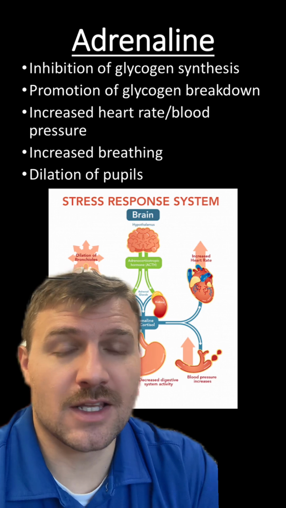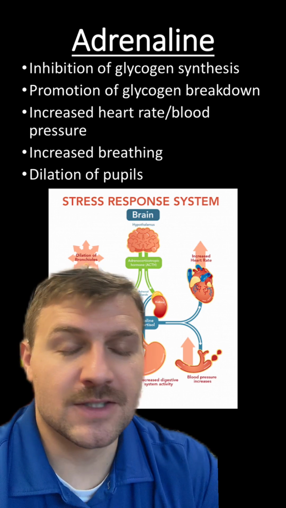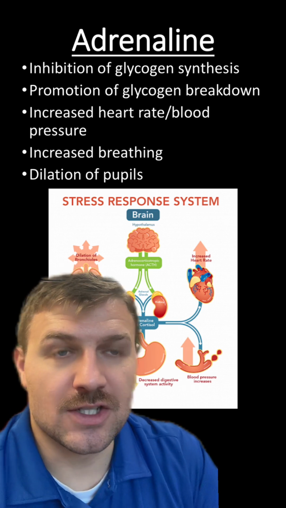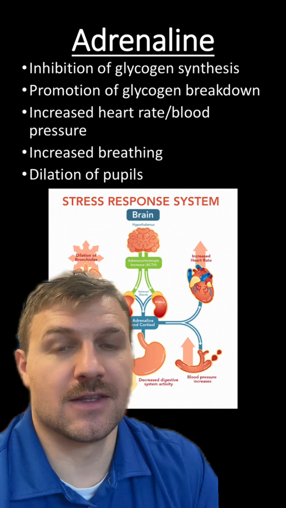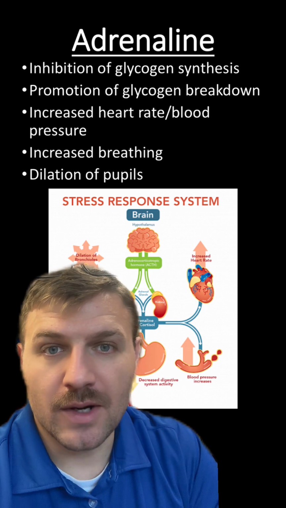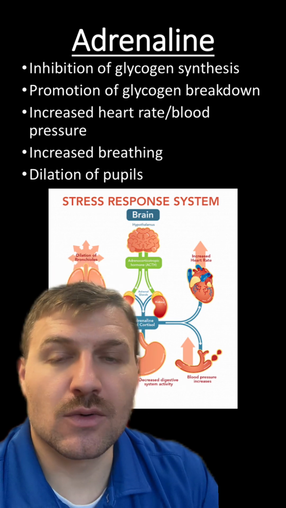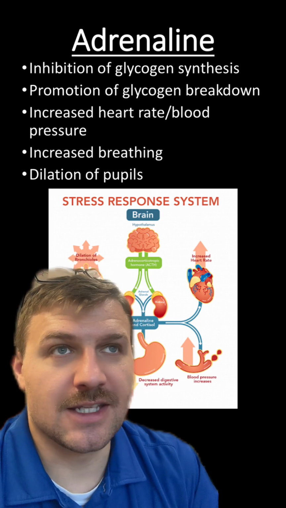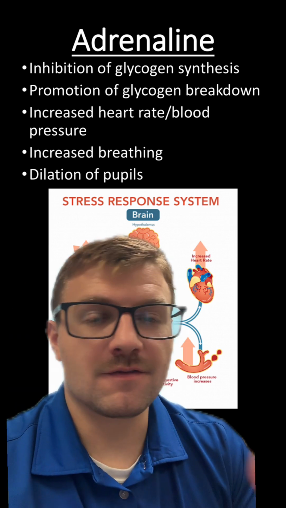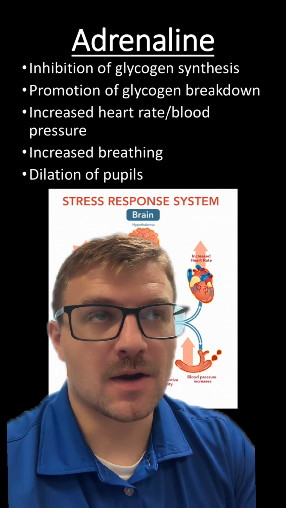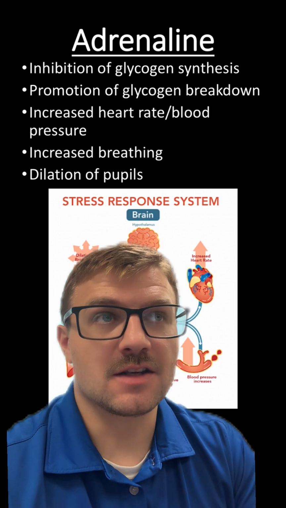For instance, adrenaline has a host of different responses based on the type of cell that is receiving that signaling molecule. Glycogen synthesis is stopped while glycogen breakdown is promoted to get more glucose in the bloodstream. There's an increased heart rate and blood pressure to help with the fight or flight response. Adrenaline increases the breathing of an individual and the dilation of the pupils to get them ready to either fight or flight. But again, all of these different cellular responses are caused by the same signaling molecule activating different responses in different types of cells.